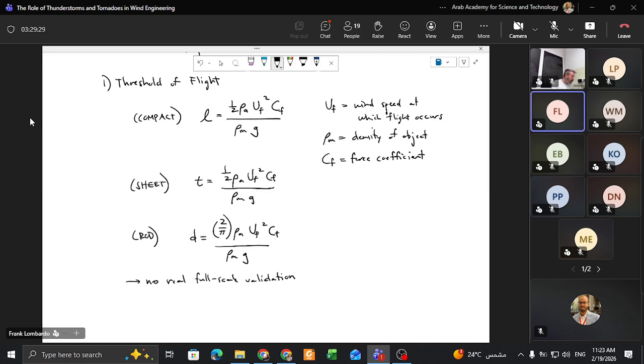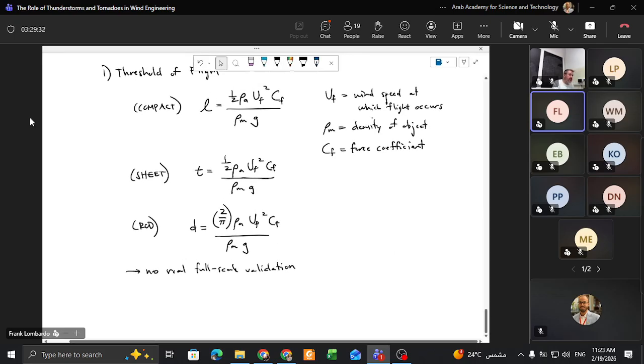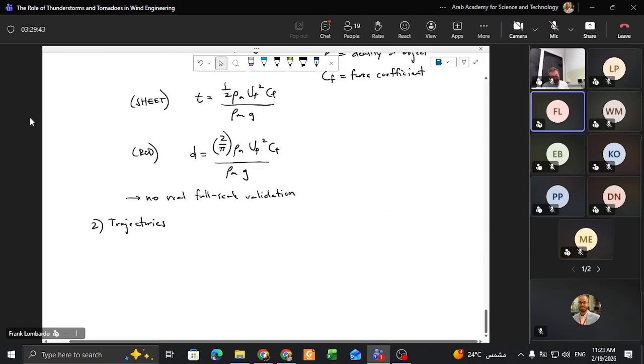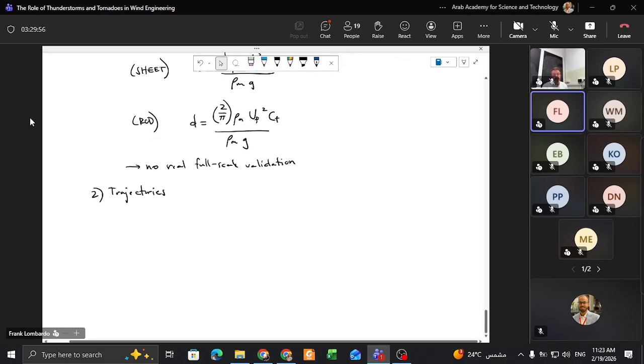Now, I will say, both for threshold of flight and trajectories, things like CFD can be super helpful, not only for being able to track debris, but also to get realistic dimensions of the debris. So you can see, in general, debris has been grouped into 3 categories, and we know that real debris, based on what we've seen, potentially has different aerodynamic shapes than that.